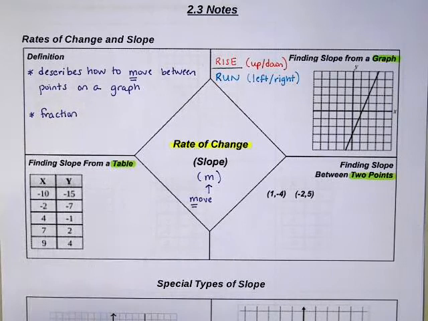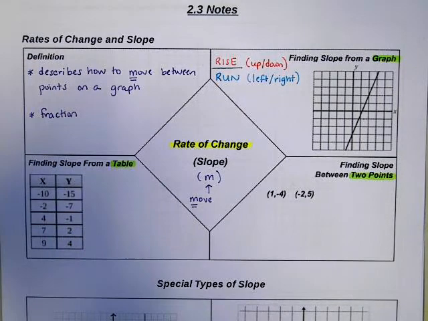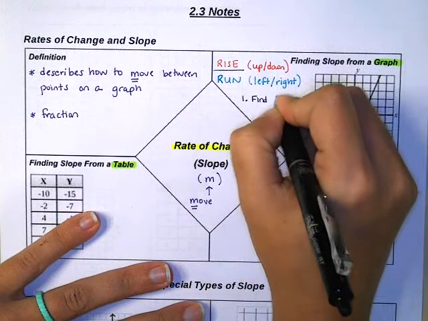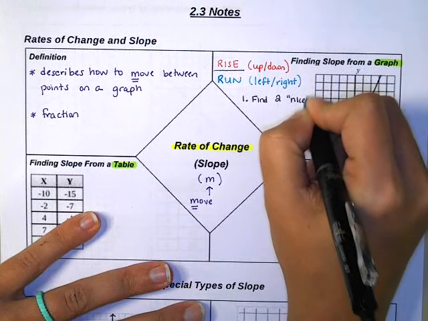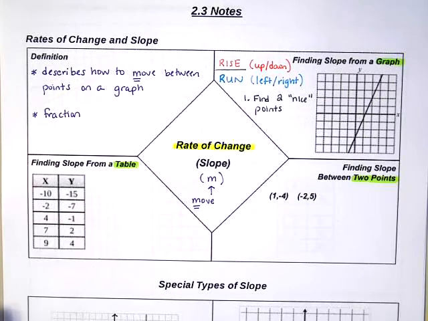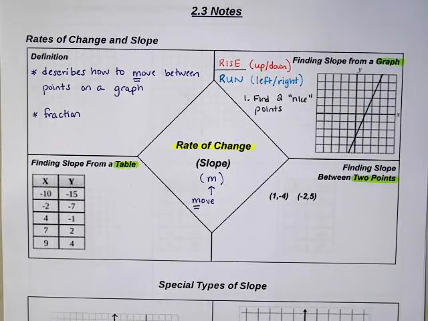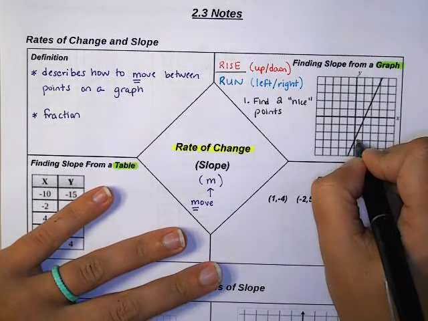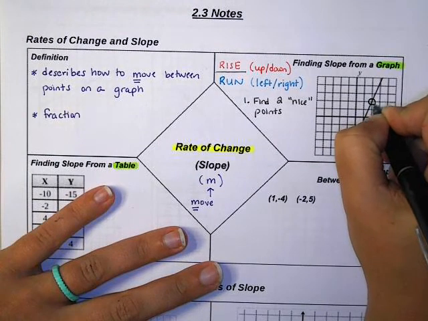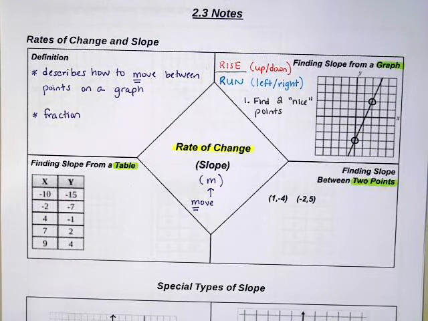If I were to give you this graph and I said to find the slope, the first step is always to find 2 nice points. Now when I say nice points, what I mean is that we want to find 2 points where the line crosses exactly at the corner of one of the boxes on our grid. An example of that would be this point right here, and another example would be this point right here. And on this graph, those are the only 2 nice points that I can see.